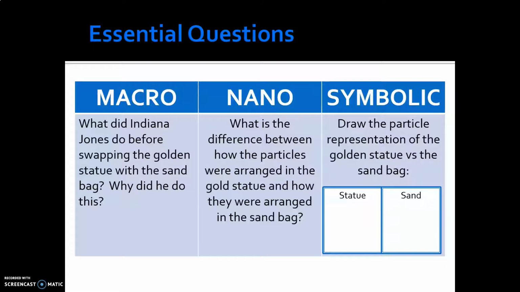For the nano, what is the difference between how the particles were arranged in the gold statue and how they were arranged in the sandbag? So the main question here is, which one of those objects, either the sandbag or the statue, is more dense? Right, and hopefully you said that the golden statue is more dense. So when we're looking at how the particles are arranged, because the statue is more dense, the particles will be closer together and there'll be more packed in there.